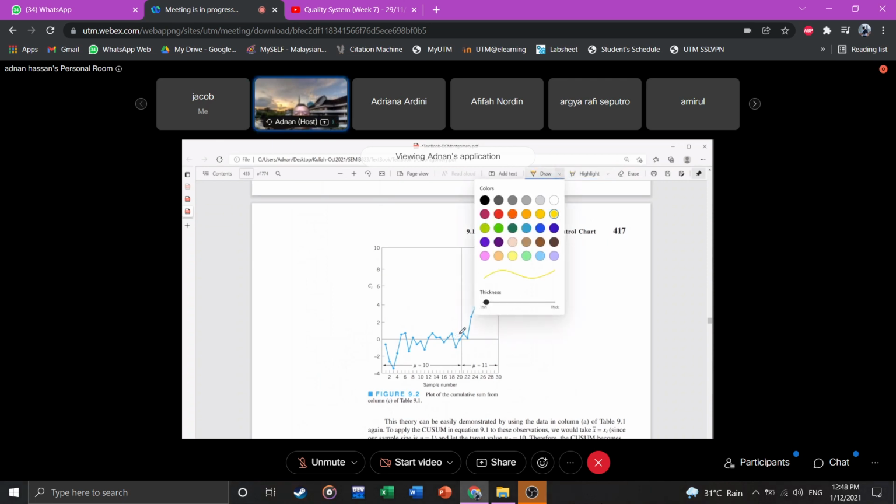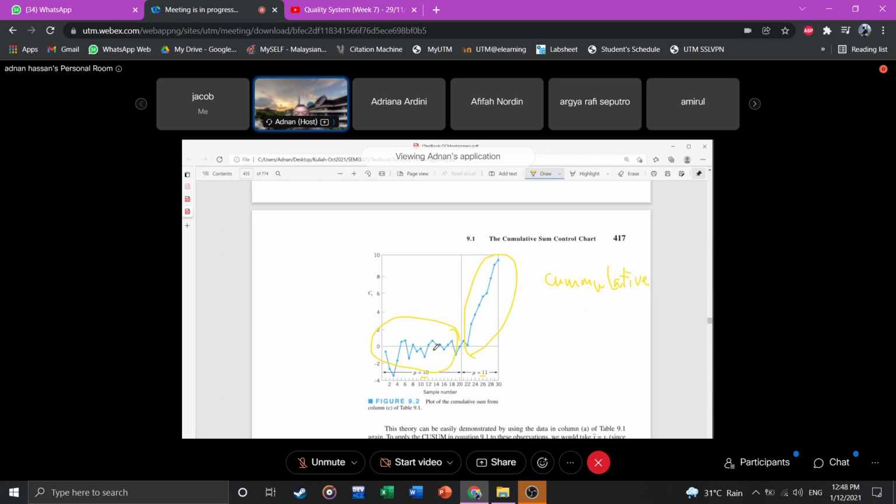If you see here, in this part the mean is 10, but in this part the mean is 11. We see that it is drastically increasing. Why? Because we have a cumulative sum. So what is cumulative? Cumulative of deviation. So the QSUM is more sensitive compared to the Shewhart chart, for the same data. The data is the same.